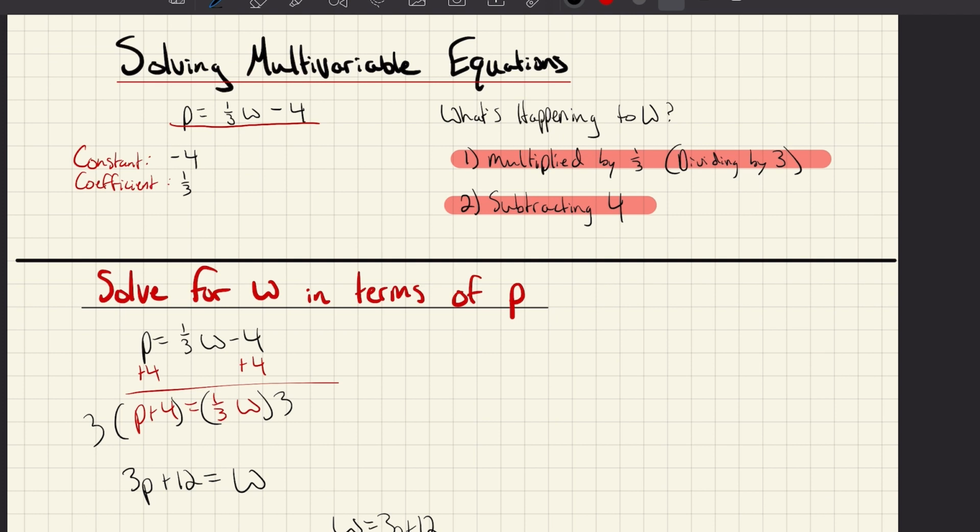So when we have these equations, they're already solved for one variable in terms of another, and I am simply asking you to take that equation and solve it for the other variable by conducting the various inverse operations to get there.